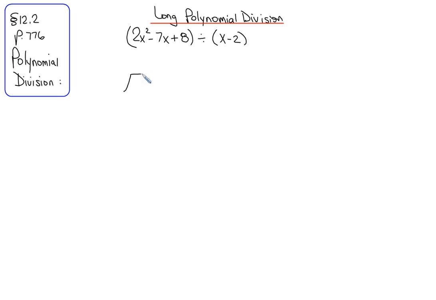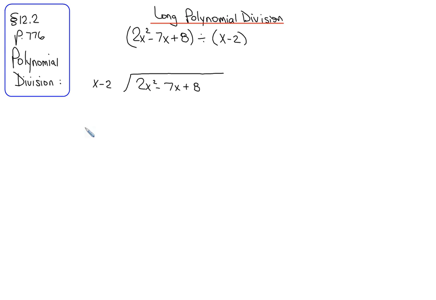So when we draw our division symbol, which one goes inside? The first one. So 2x squared minus 7x plus 8, and then this one goes on the outside. Now, this is extremely important. When you do your long division, before you start dividing, you've got to look at your two polynomials, the one inside, the one outside, and you have to see if any of the terms are missing.